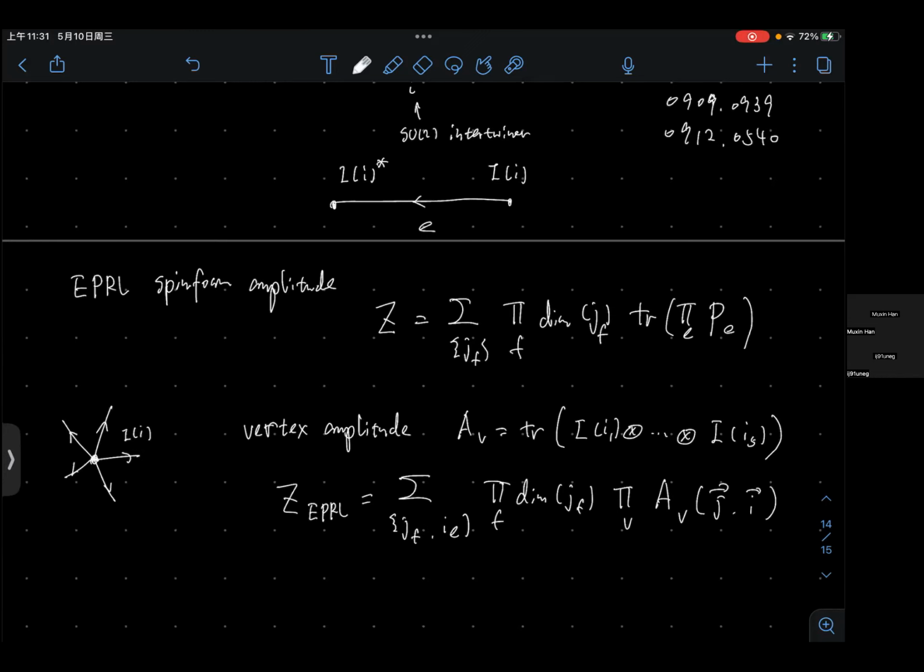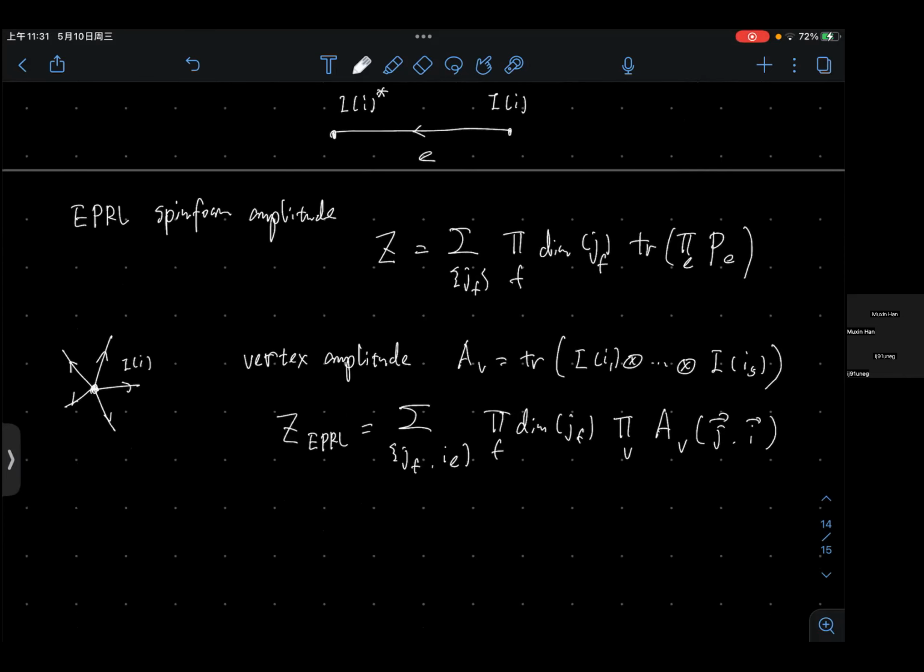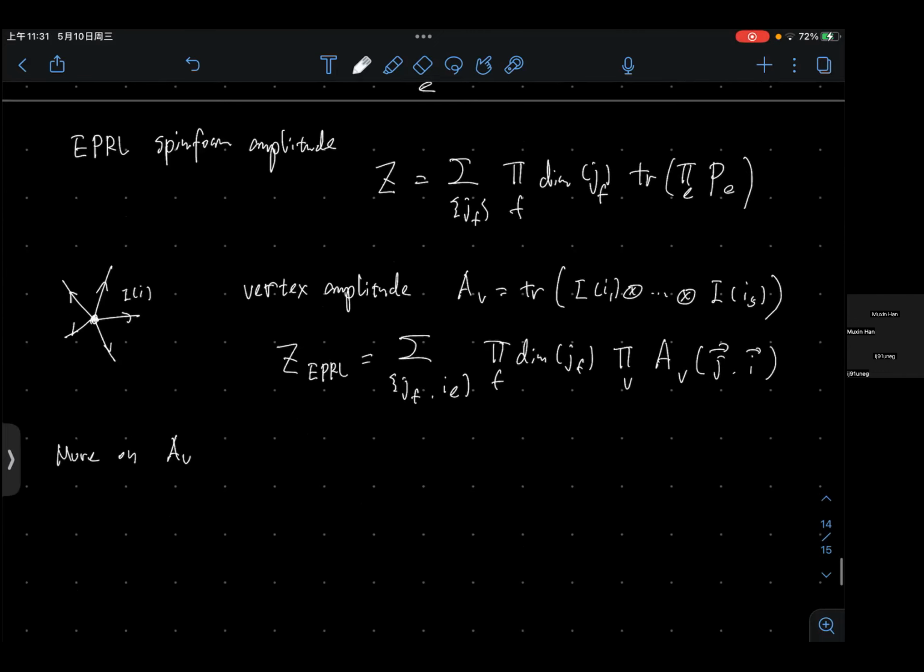All right, so you see this formula is still a little bit formal. Now I'm going to write down a formula which is more explicit for the vertex amplitudes. So let me give, let's say, more on the vertex amplitude. Okay, so let me write the amplitude using SU2 states and the Y map.